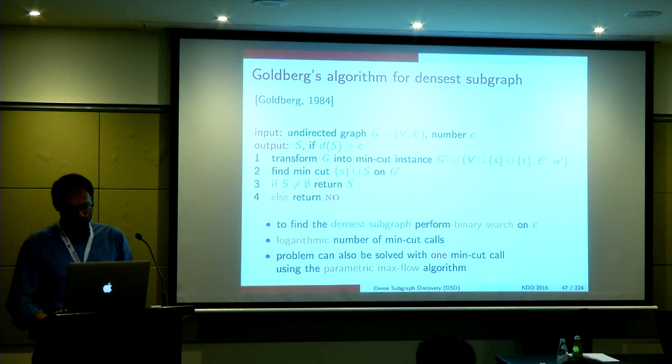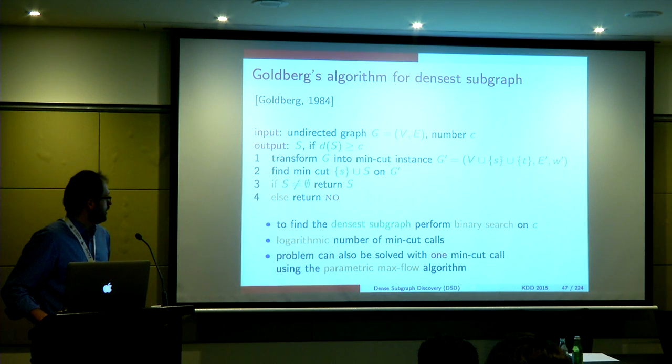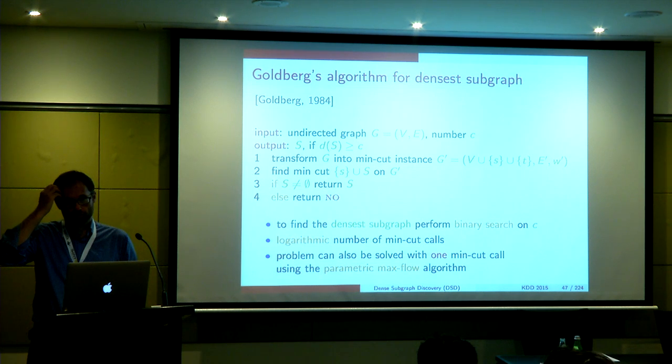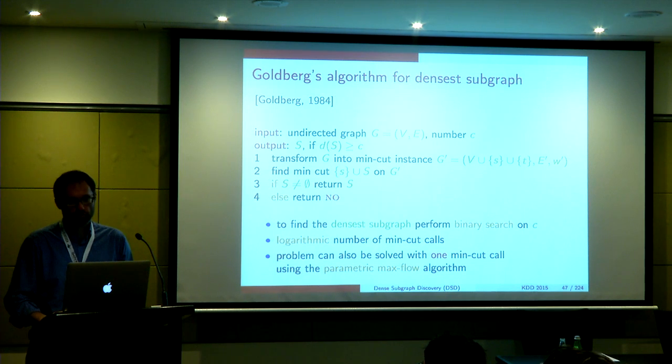Okay? C is not an integer, is it? No, it's not an integer. But you can still do binary search, with a value of accuracy. You have a polynomial number of possible values that it can take, because it's edges divided by nodes.